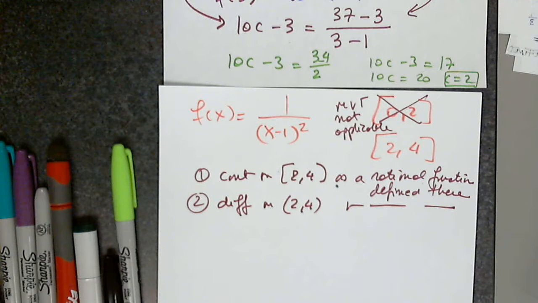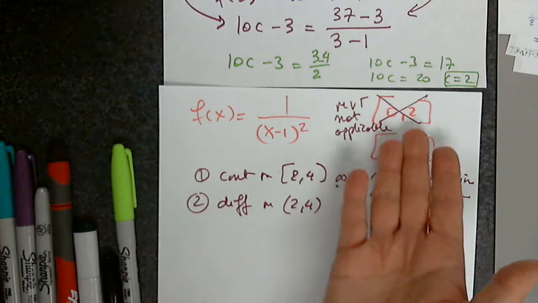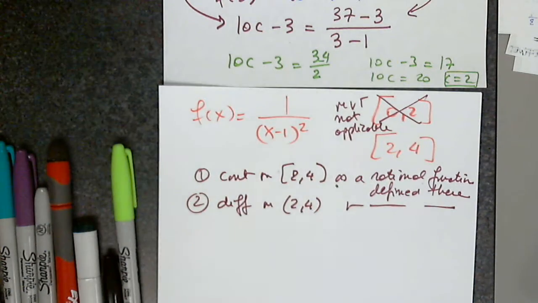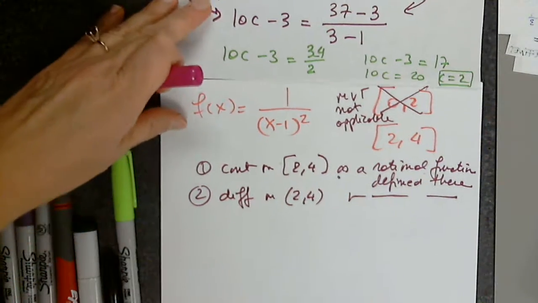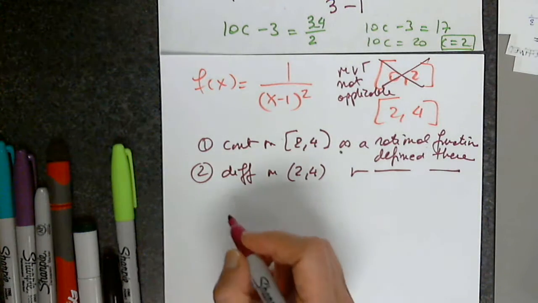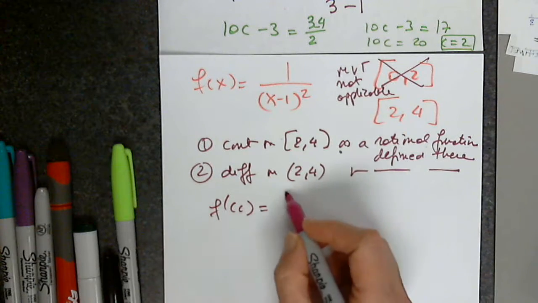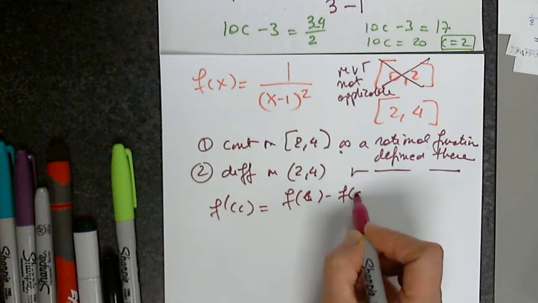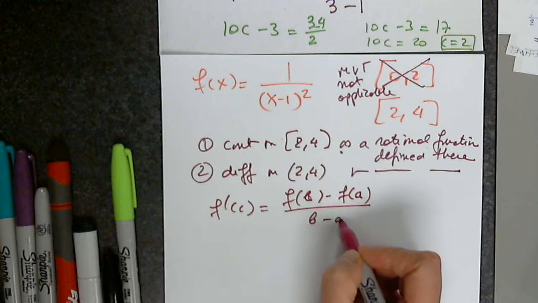If you remember from chapter 2, I'm quoting a theorem that says the function is differentiable everywhere it's defined, and one of them is the rational function. But it's not differentiable, not continuous, when it's not defined, which means at 1. Okay, so now this guarantees, and we know now how to find that c. So f prime of c equals f of b minus f of a over b minus a.